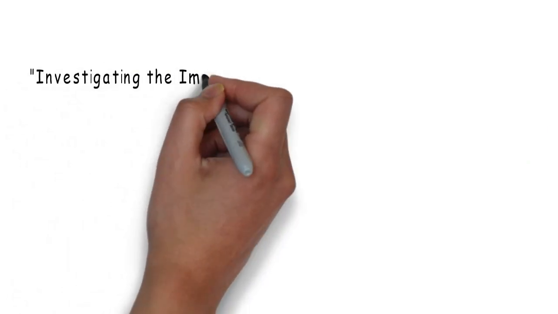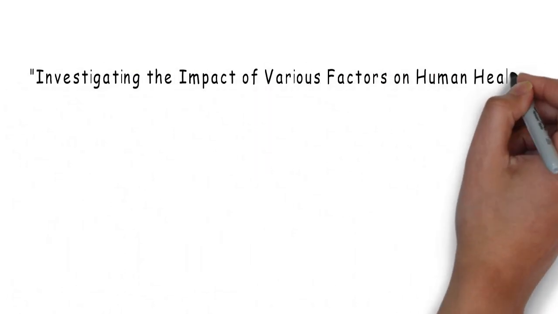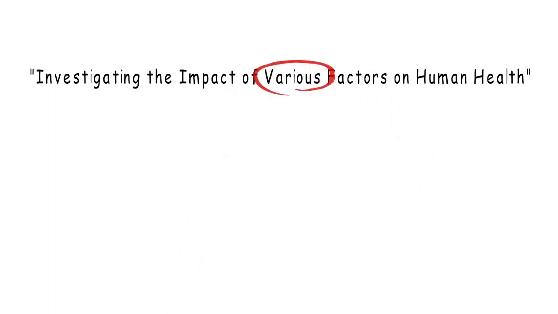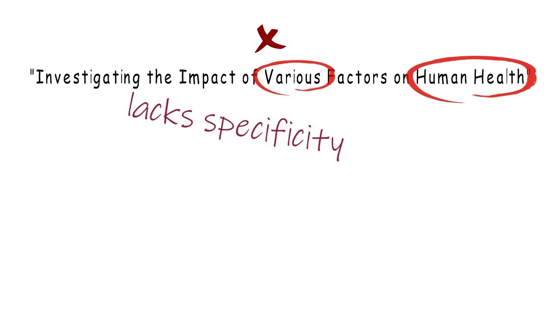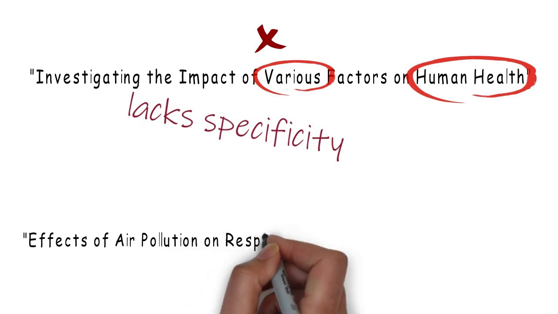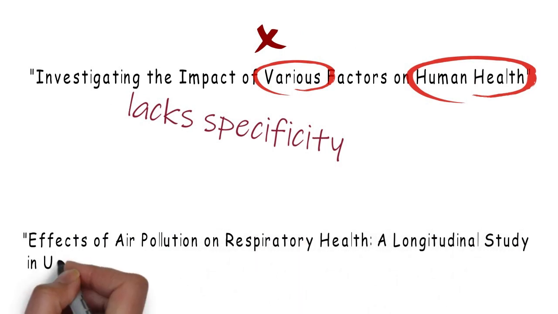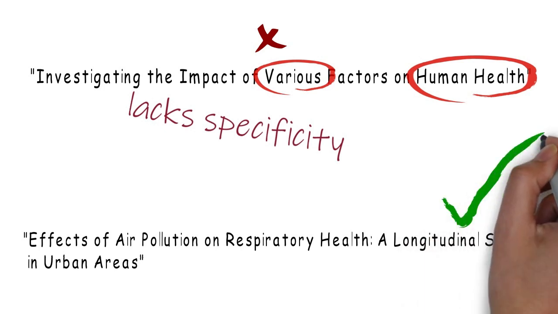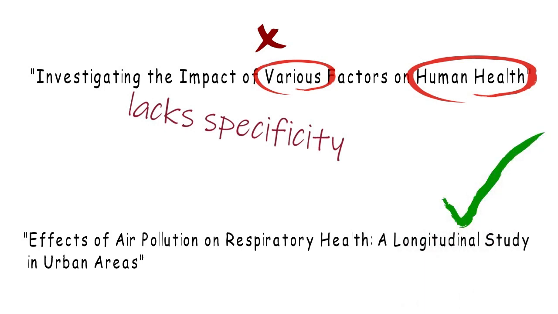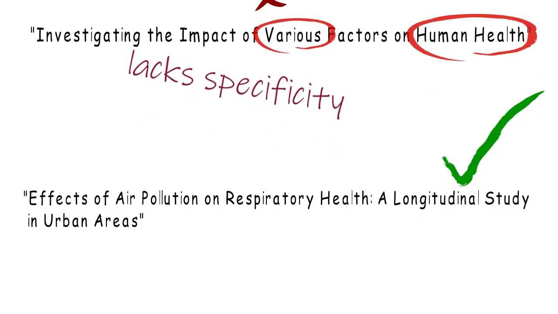Check this title. "Investigating the impact of various factors on human health." For example, consider this poorly written title. It lacks specificity and fails to provide a clear indication of the study's subject matter. Instead, a more effective title would be something like this: "Effects of air pollution on respiratory health, a longitudinal study in urban areas." It highlights the specific focus of the study, which is the effects of air pollution on respiratory health in urban areas.